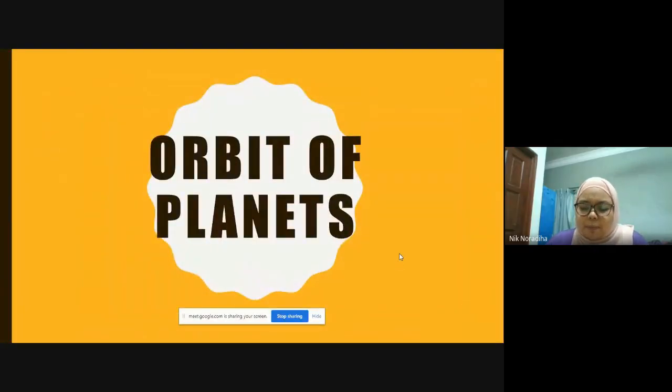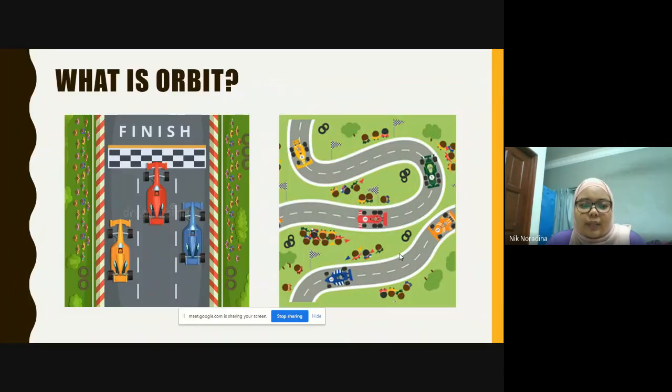What is orbit of planet actually? Okay, so can you see the racing car here in the first picture and the second picture? Can you see three racing cars, right? The blue one, red one, and orange one. All of them are in their own path. None of them collide with each other. If you see the second one, they also have one path where they follow each other, alright?